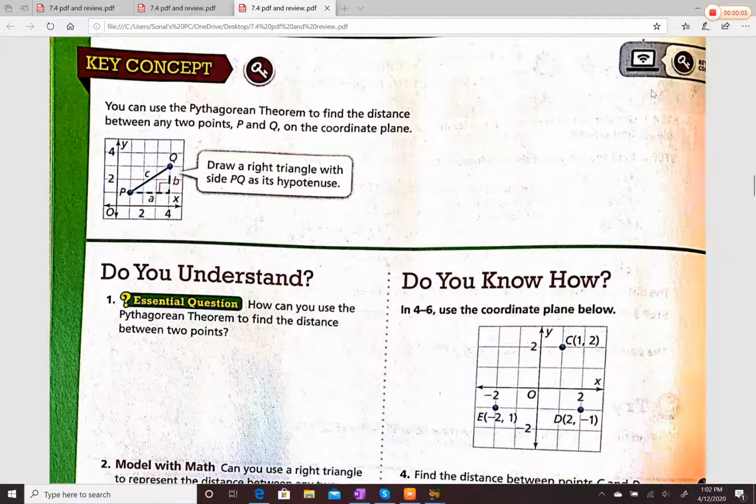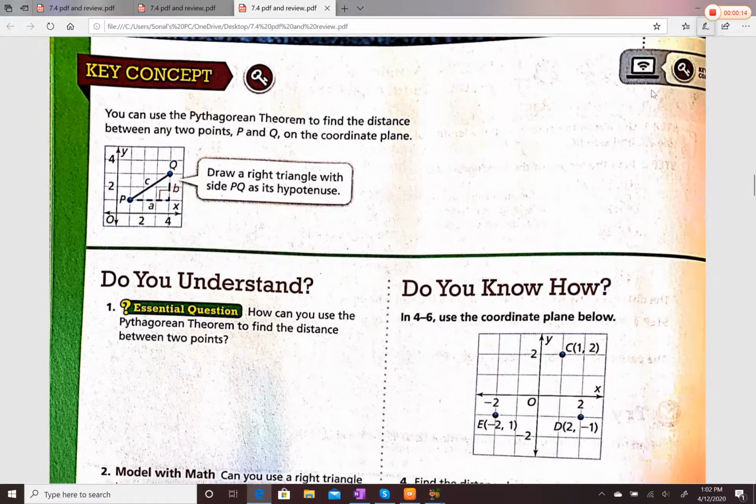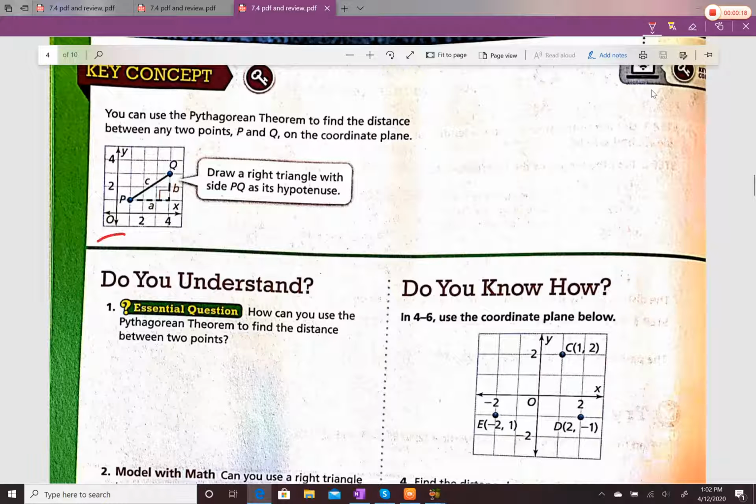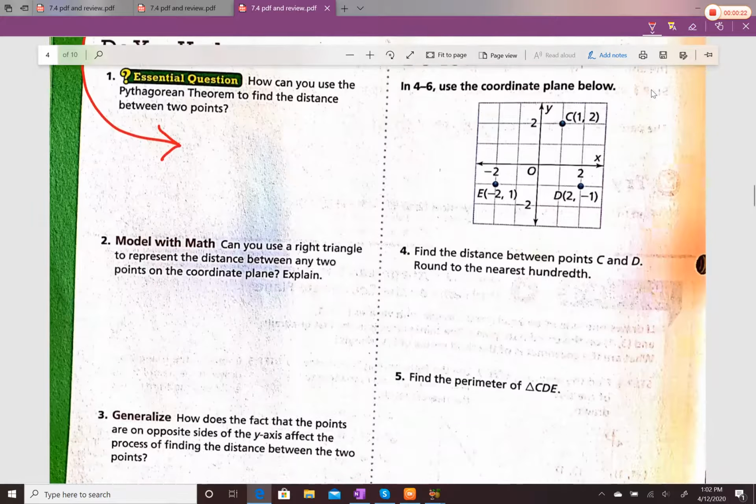So the key concept, do you understand? How can you use the Pythagorean theorem to find the distance between 2 points? You can use Pythagorean to find the distance between 2 points, and as usual, our key concept is our answer. Everyone knows this. Just go ahead and do that.